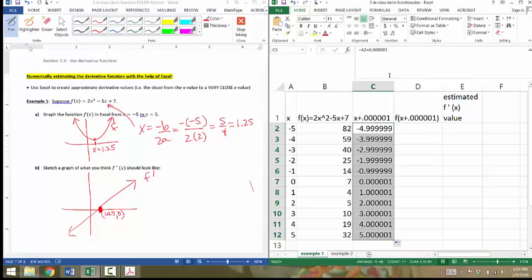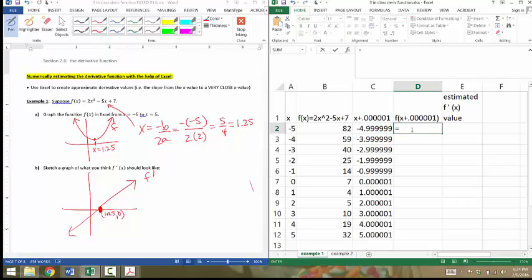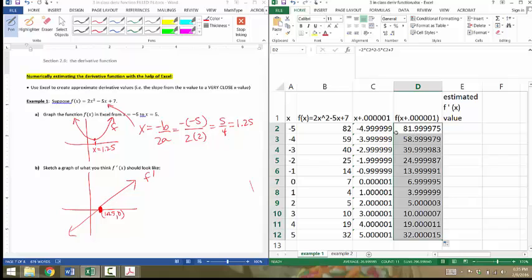Drag it down, maybe adjust the column width if necessary. Then I evaluate the function. I find the y value at this new x value. So it'll equal 2 times this new x value squared minus 5 times this new x value plus 7. Drag it down. So I'm going to find the average rate of change from x equals -5 over to x is -4.999999, and then do the same at x is -4 and the same at x is -3.